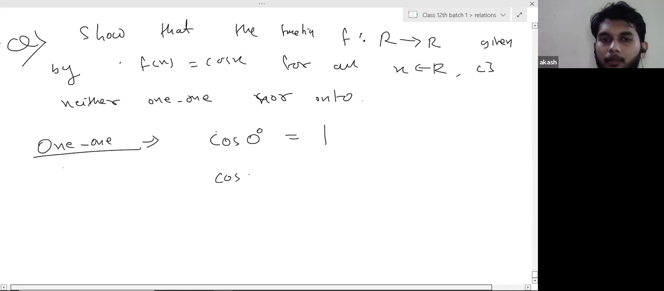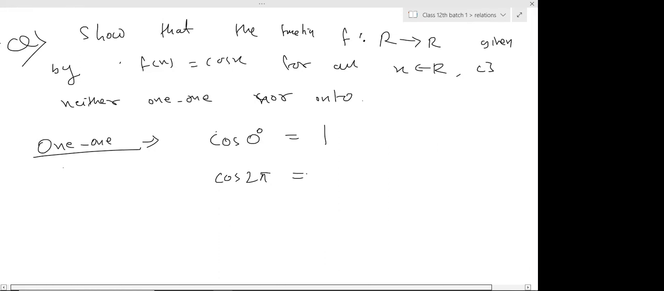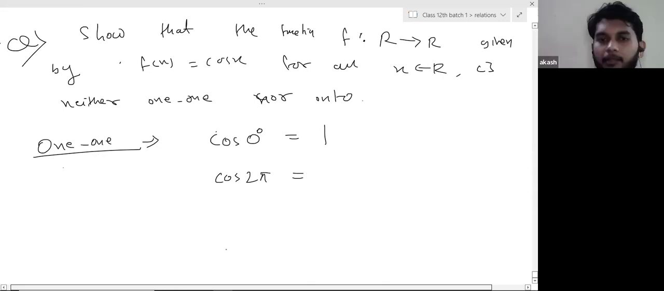Can anyone tell me what is cos 2 pi? What is cos 2 pi? So 1. Is it right, everyone? Absolutely right. Cos 2 pi is also 1. So we can see that for x equals 0 and x equals 2 pi, we have the same images.